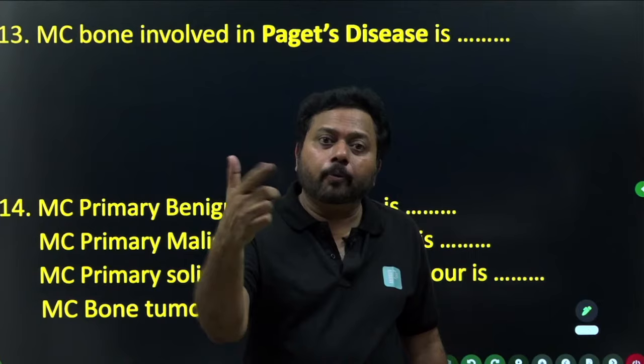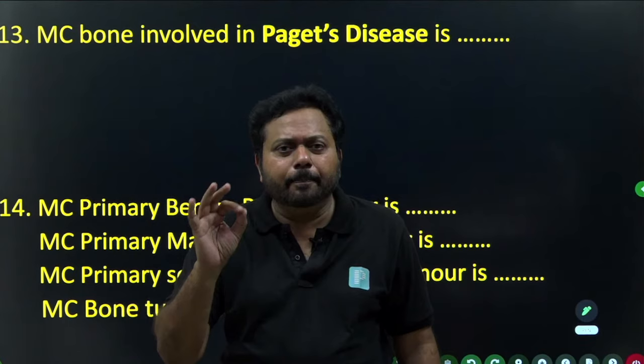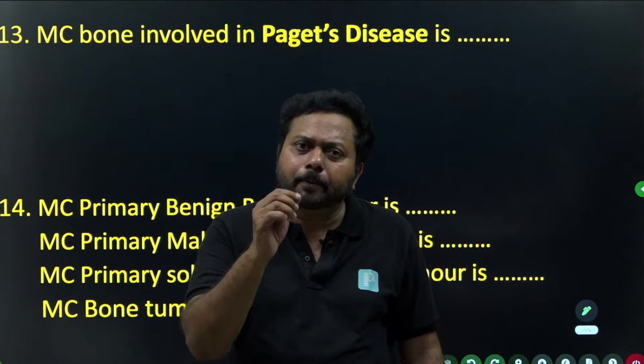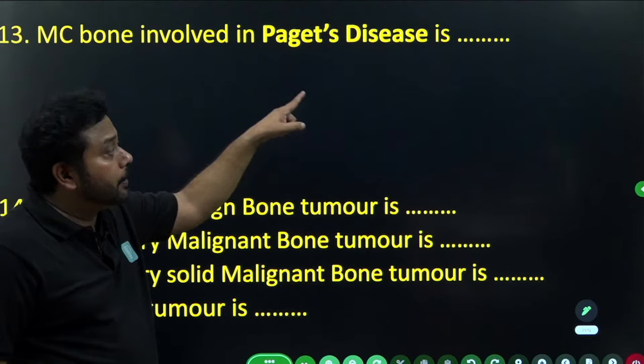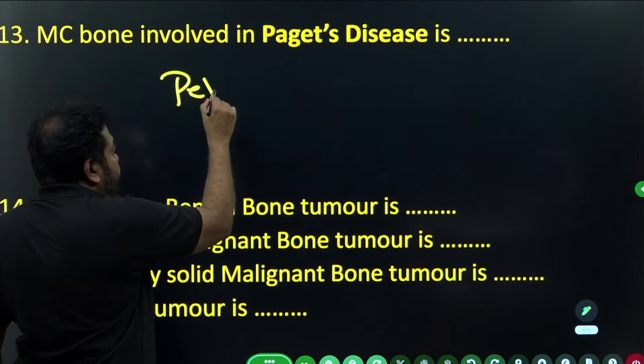Pain in Paget's is specifically controlled by calcitonin. Drug of choice for Paget's disease is bisphosphonates: alendronate, pamidronate, now zoledronic acid. Now the question asked here is the most common bone involved in Paget's disease. The answer is pelvis. This is the most common.